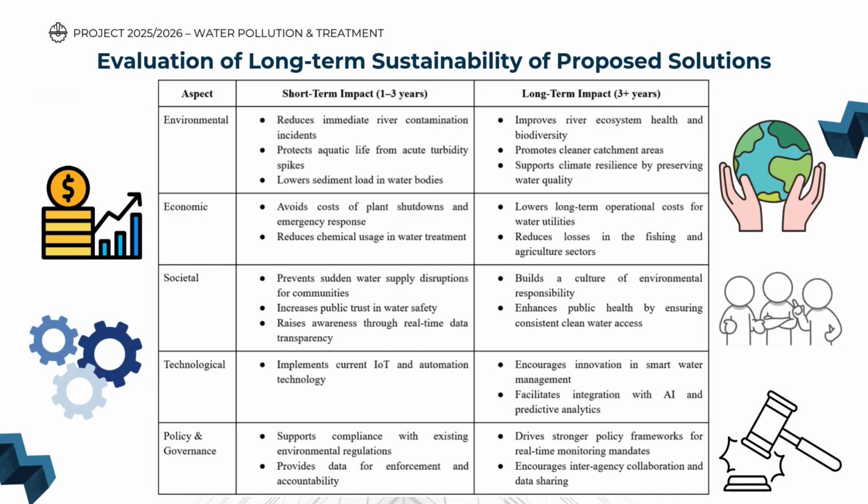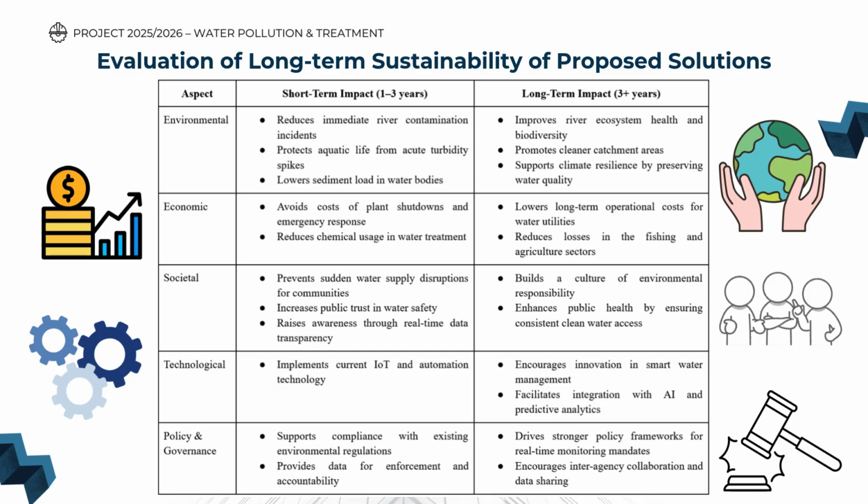Our IoT-based turbidity monitoring system is not merely a technical solution. It represents a sustainable investment in Malaysia's water future. To evaluate its long-term impact, we consider 5 key pillars: environmental, economic, social, technological, and policy. From an environmental perspective, the system immediately reduces contamination and protects river ecosystems. In the long term, it helps restore natural habitats, cleans catchment areas, and strengthens climate resilience.